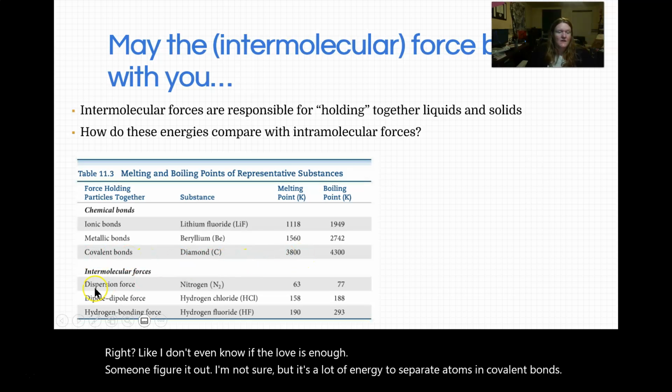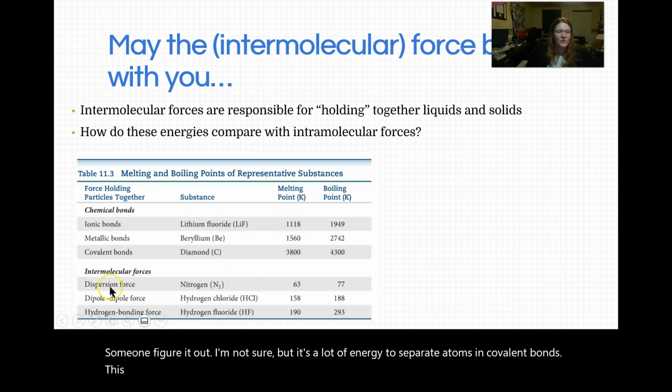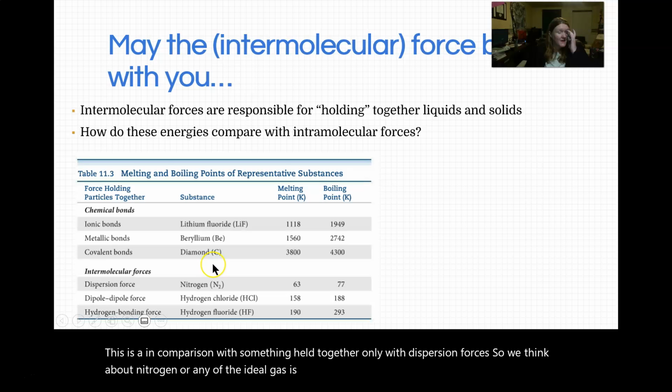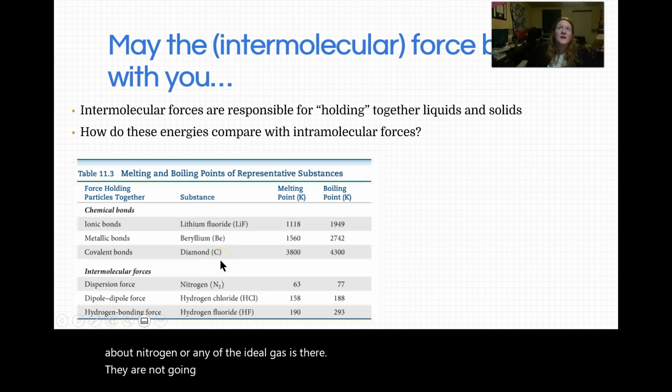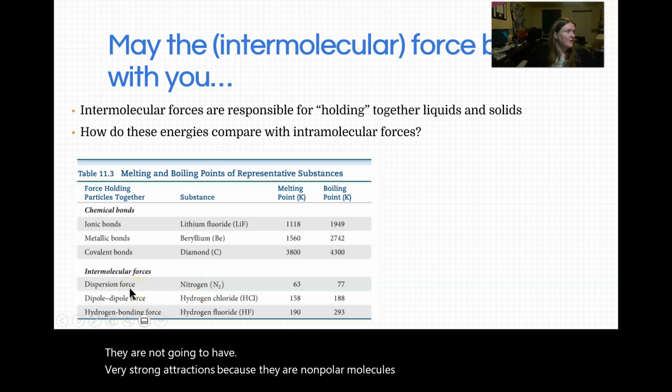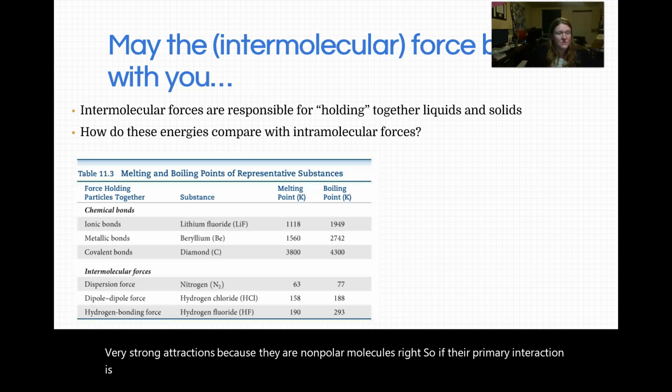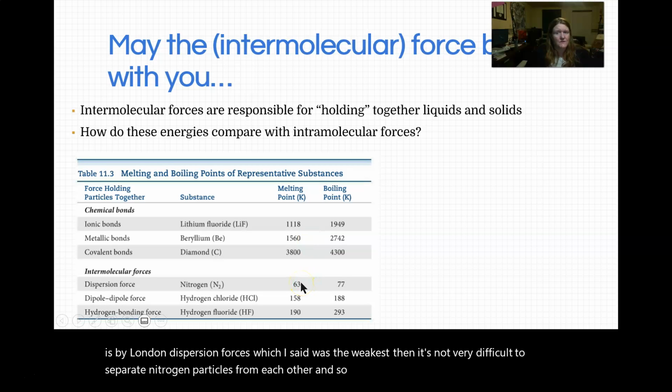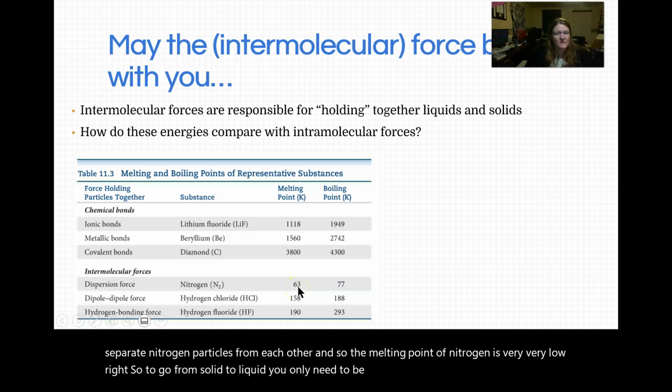This is in comparison with something held together only with dispersion forces. So when we think about nitrogen or any of the ideal gases, they are not going to have very strong attractions because they're nonpolar molecules, right? So if their primary interaction is by London dispersion forces, which I said was the weakest, then it's not very difficult to separate nitrogen particles from each other. And so the melting point of nitrogen is very, very low, right? So to go from solid to liquid, you only need to be at 63 Kelvin. That's cold.